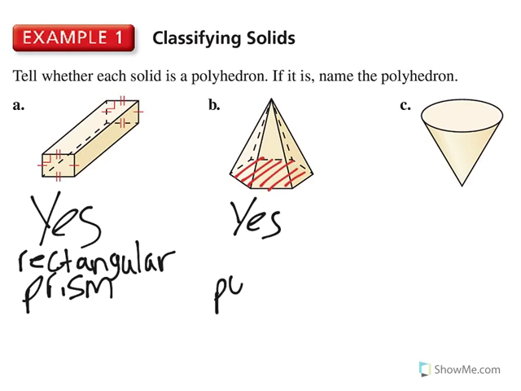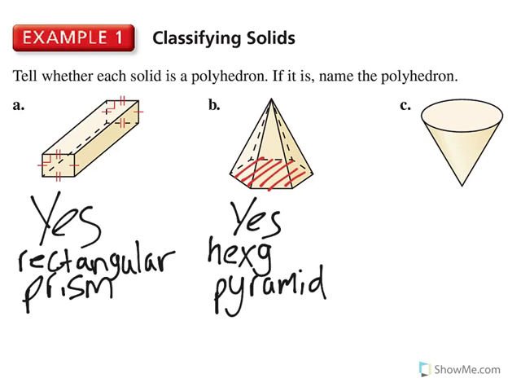So we know it's a pyramid. And then again, we call it by whatever the shape is on the bottom. So the bottom, if you count how many sides it has, is 1, 2, 3, 4, 5, 6. And so with 6 sides, it means we have a hexagon. Or in this case, you add the word to it. So this is called a hexagonal prism.